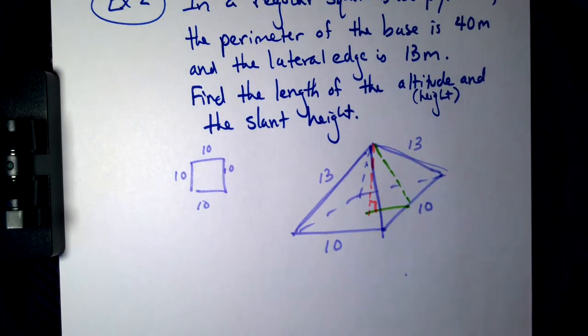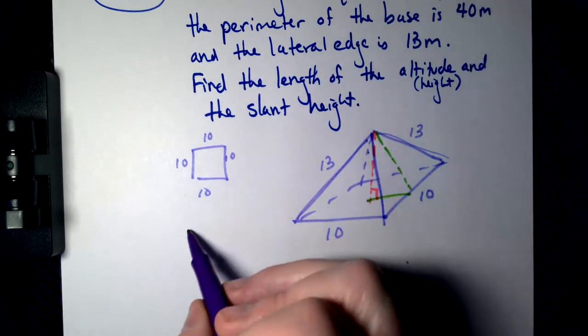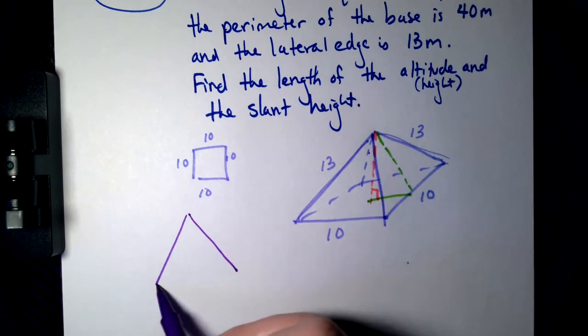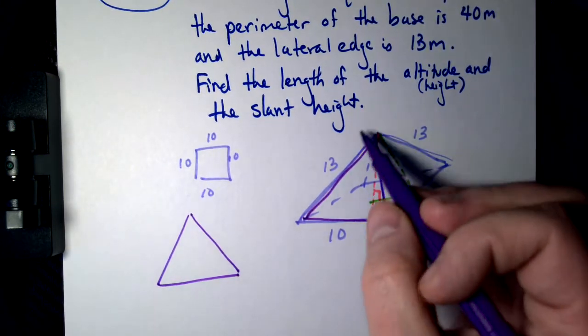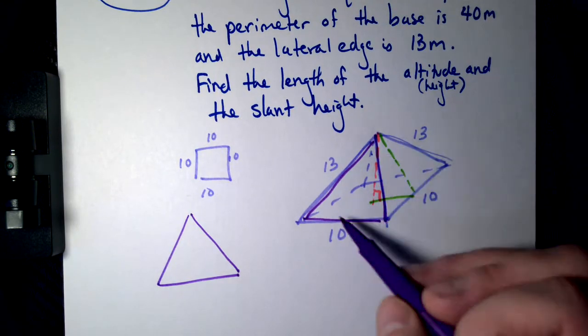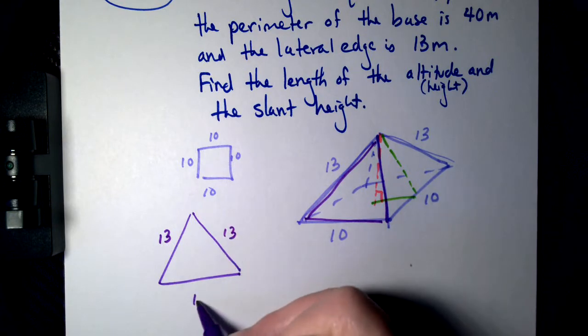What you're going to do is make a triangle out of this. What I like to tell kids is to picture it like you're peeling a sticker off. You take one of these faces, one of these side isosceles triangles, like the front one, and peel it off. They're all the same. Peel it off, and you would have 13, 13, and 10.